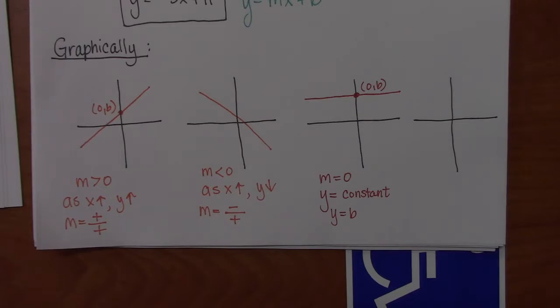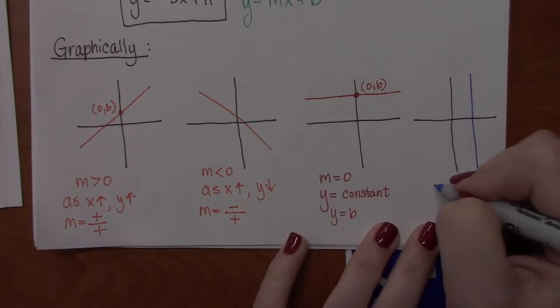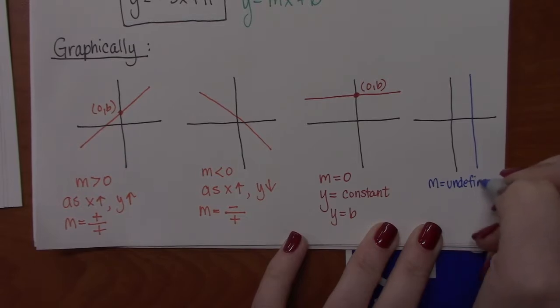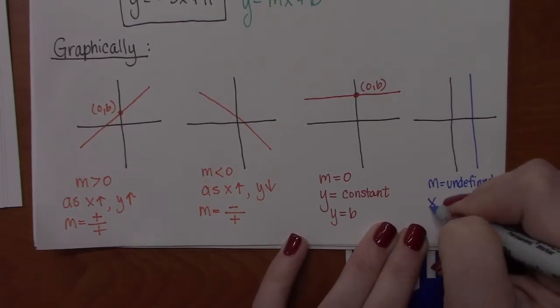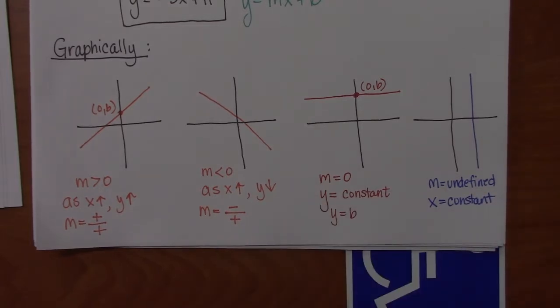So the fourth line, excuse me, would be a vertical line. And for a vertical line, m is undefined. And the line would have the form x equals a constant. So if you think about this in terms of delta y over delta x, can anyone tell me why we say m is undefined? There's no change. There's no change in what? Because there's no change in a constant line in y.